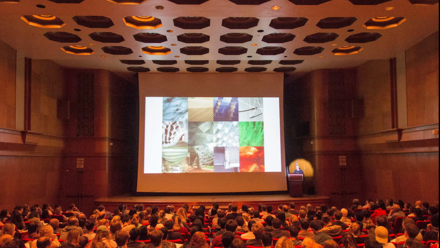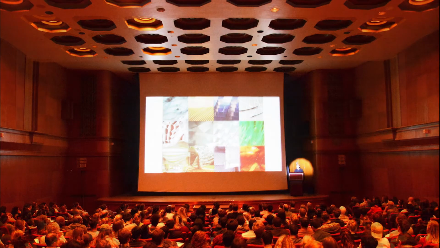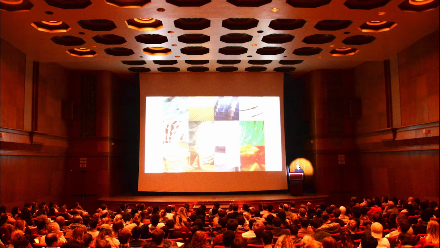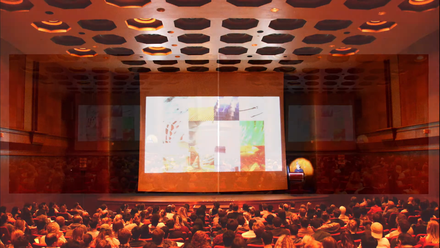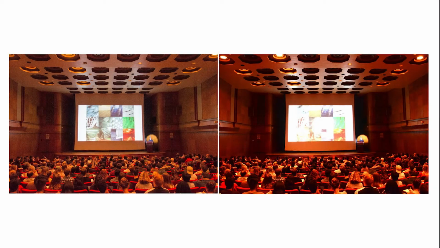So here's an example of a raw image edited, and here's an example of the same image in JPEG format edited. You can see how much information is lost in JPEG. Here you can see so much more detail, but here it's all blown out.